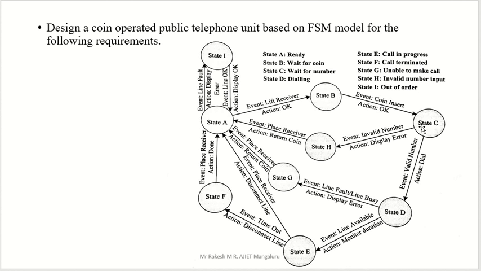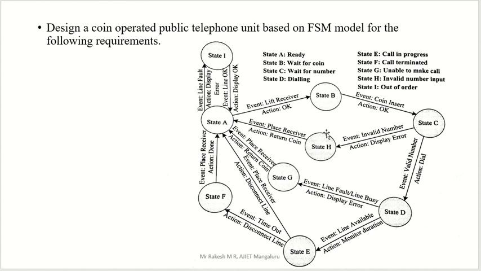Now in state C, wait for a number. If that is valid, then go to the next state. But if the number is invalid, what to do? If the number you pressed is an invalid number, you will get a display error. The action taken by the state machine is that you will get an error message in your display. Then it goes to which stage? H stage. What is H stage? Invalid number input. So here we have H stage.